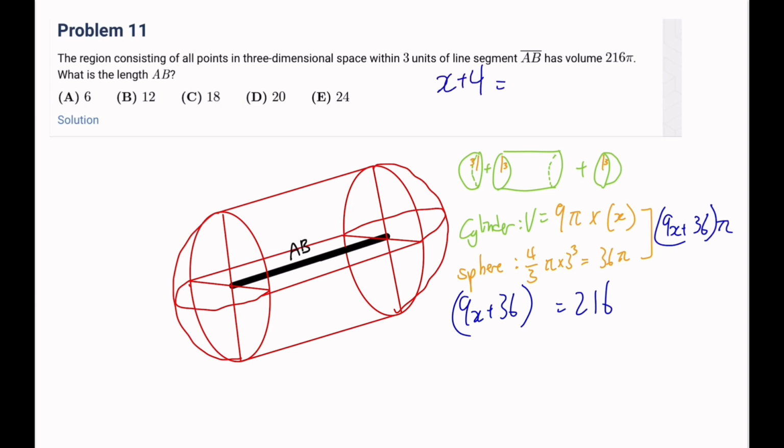X plus 4 will equal 24, right? And so x equals 20. So the length AB, that was x. The answer is 20. It's D.